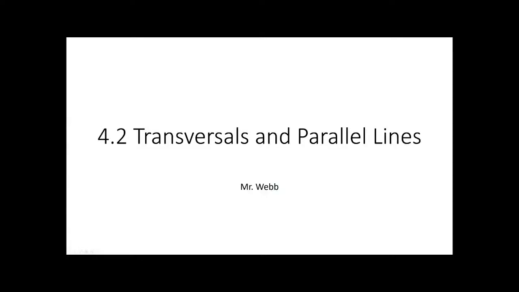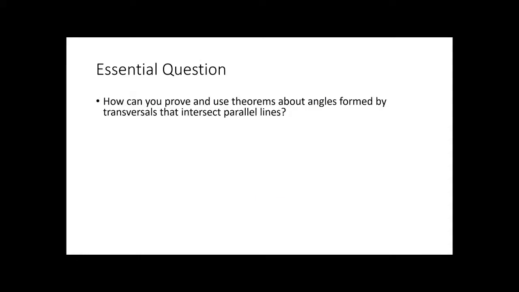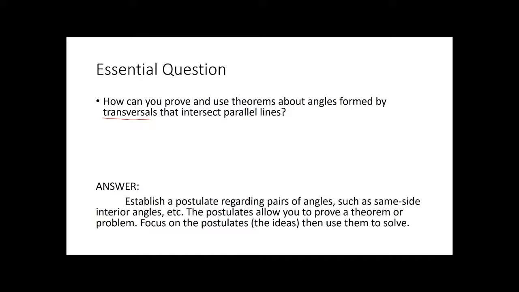Hi guys, so this is for Module 4.2, Transversals and Parallel Lines. Our essential question is how can you prove and use theorems about angles formed by transversals, so that's a new word, that will intersect parallel lines? The shortest answer I can give you is, well, first we have to establish a postulate regarding pairs of angles.